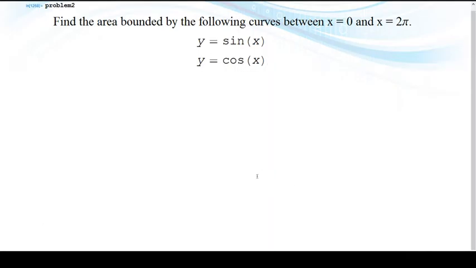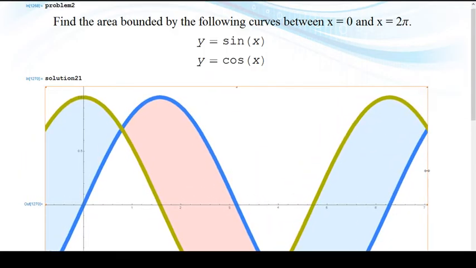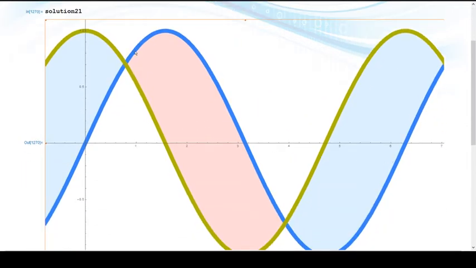Okay, so this is a graph. The blue curve is the sine curve, and the yellow-green curve is the cosine curve. And the shaded region is what we need to take the area of. Well, not the entire shaded region. From this x-axis over to 2 pi, which is about here. We want to find this area.